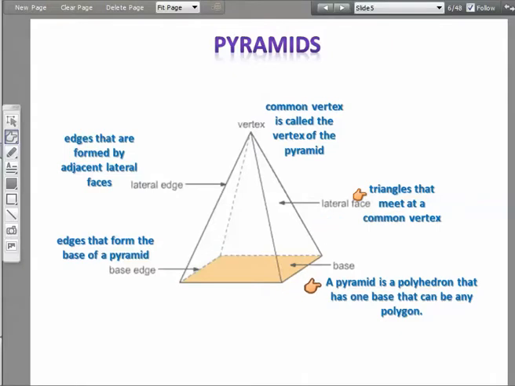And when you're talking about the base of a pyramid, a pyramid is a polyhedron that has one base that can be any polygon. Remember, this looks like it could be a rectangle. Other pyramids may have a triangle base, a pentagon base, a hexagon base, and so on. And the base edges are edges that form the base of the pyramid.